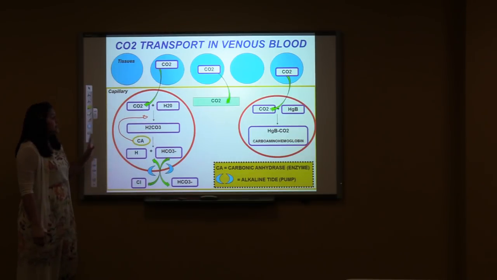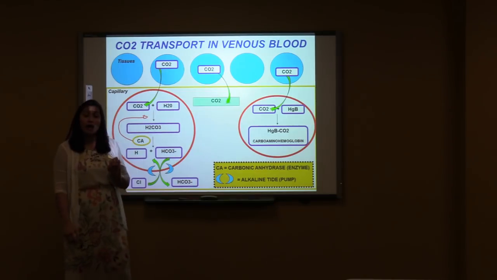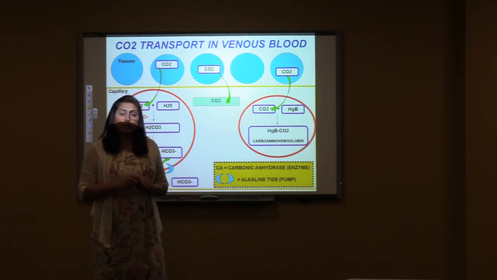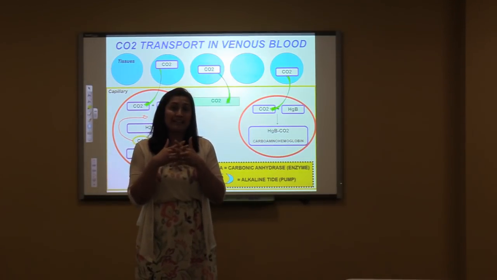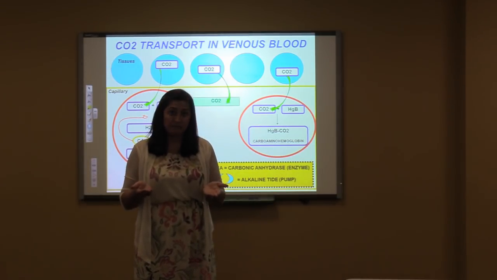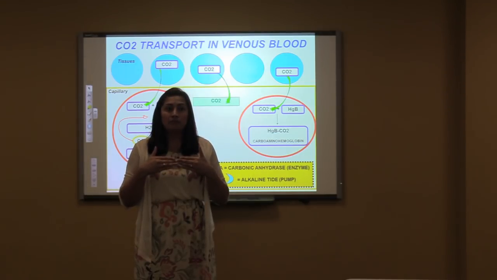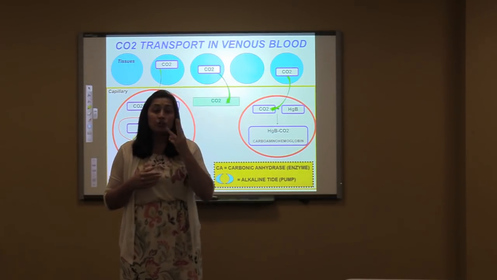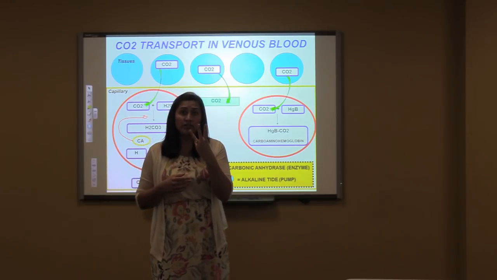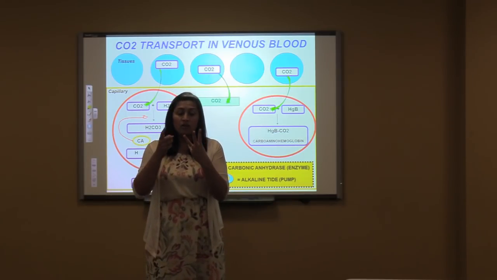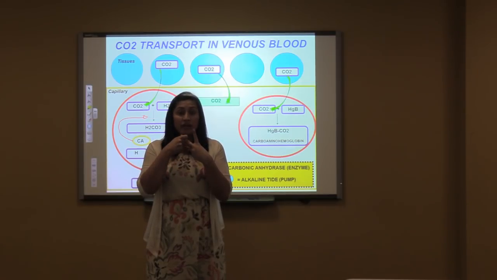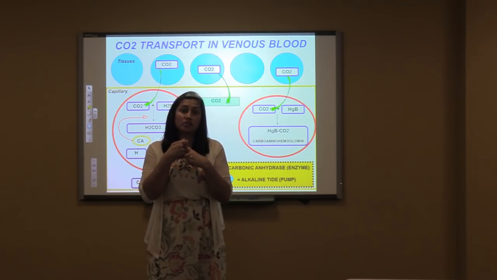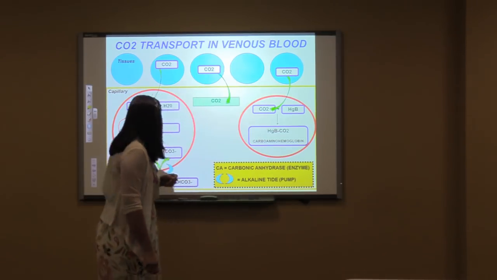So this slide basically shows you how carbon dioxide is transported in venous blood. As soon as your tissue releases the carbon dioxide and it enters the venous end, how is it transported? There are 3 ways carbon dioxide is transported in venous blood. One way is it becomes bicarbonate. Another way is that it binds to hemoglobin. And the third one, it dissolves in plasma.